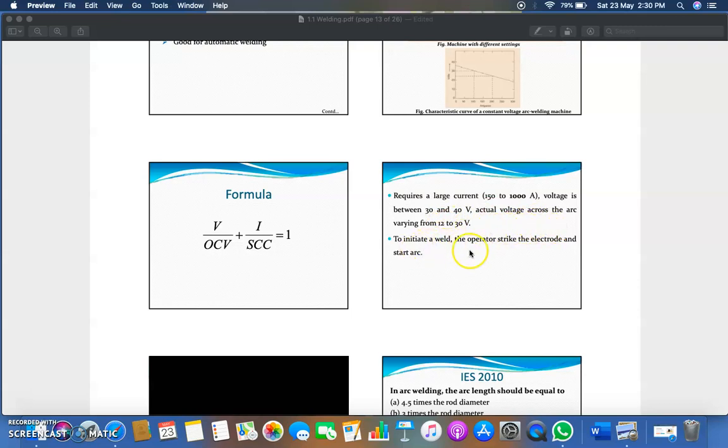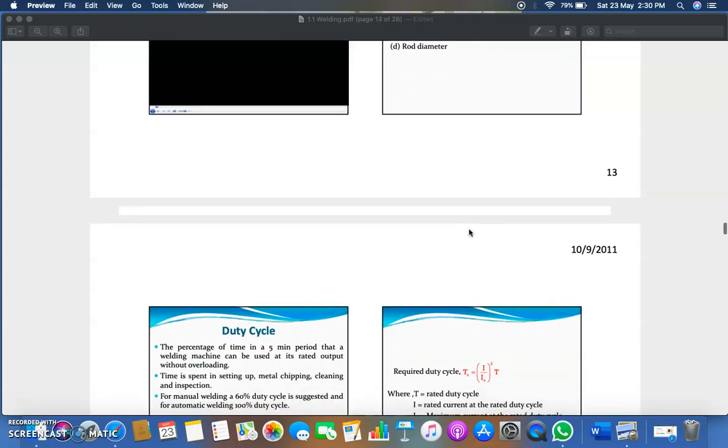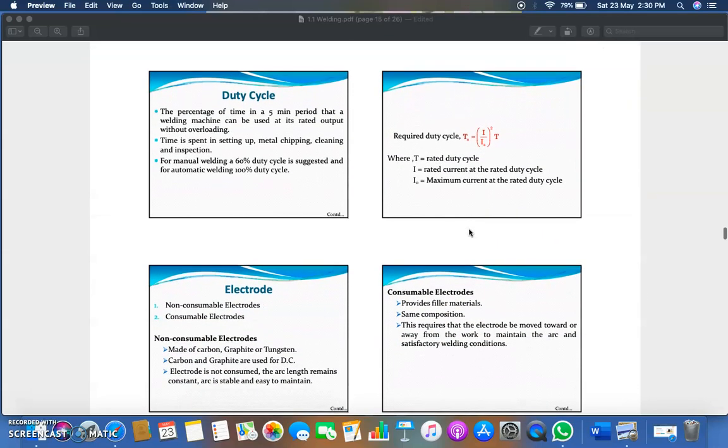And to initiate a weld, operators strike the electrode and start the arc. Means you have to strike the electrode to start the arc. So this is the way you can start the arc, and this much is the range of voltage for your electric arc welding process. Now let's see what this duty cycle is.